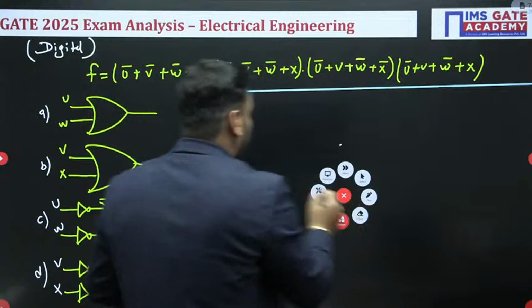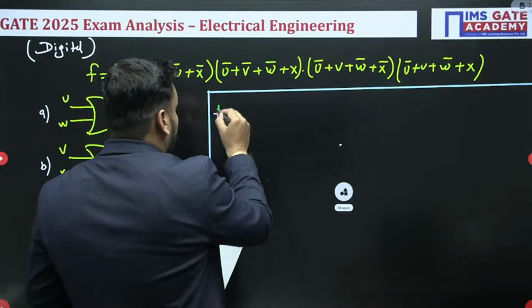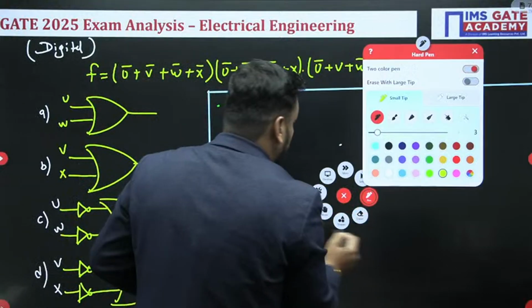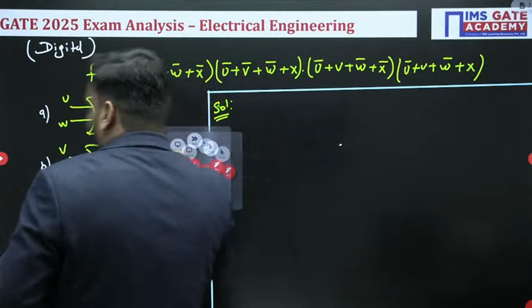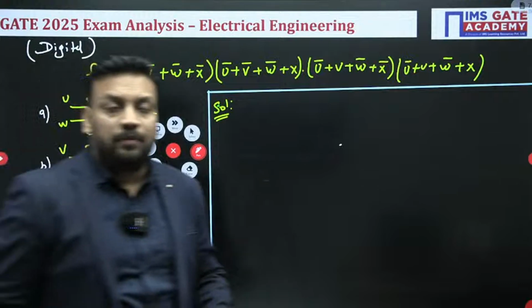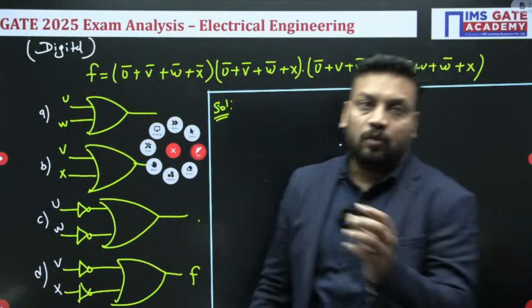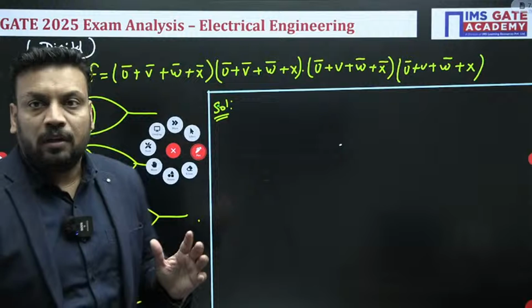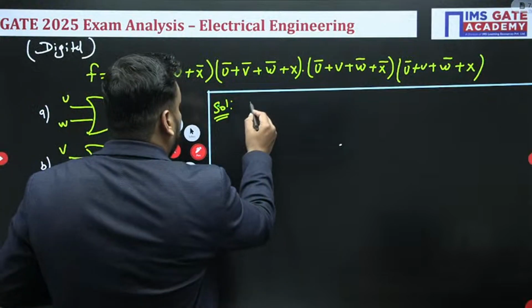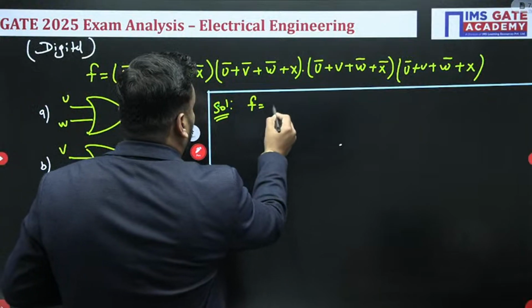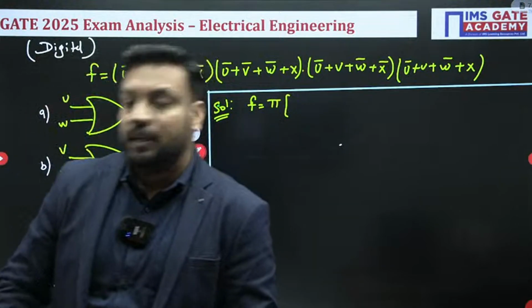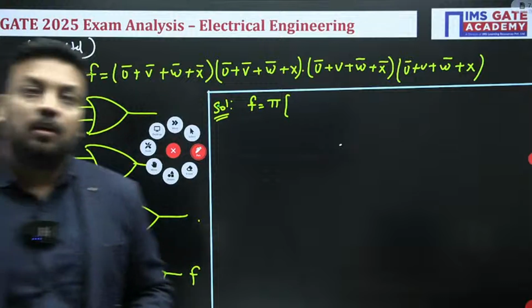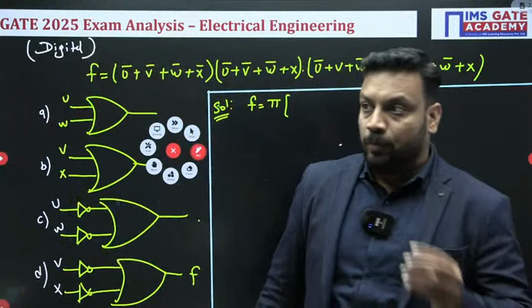Now first of all, students, tell me what you need to write. Can you write in sigma m or pi m form? Of course, in SOP we prefer sigma m and in POS form we prefer pi m, yes or no? Very good. So I am writing F in terms of pi, because it is given in max term form, or POS, product of sum.